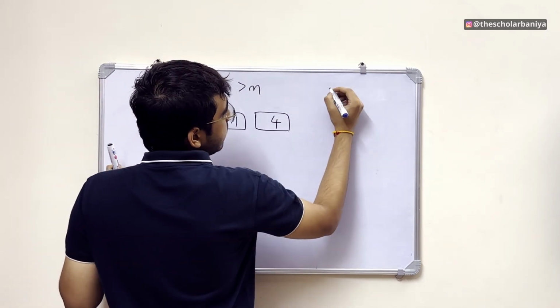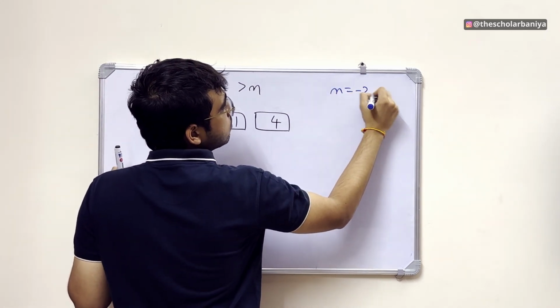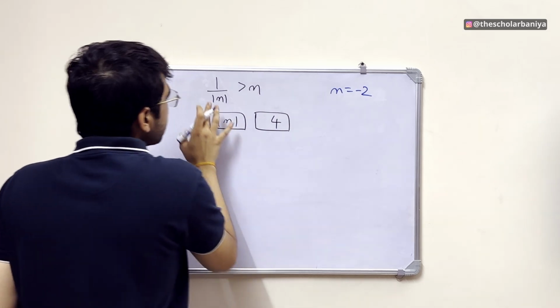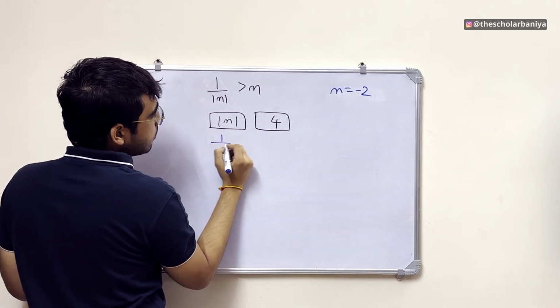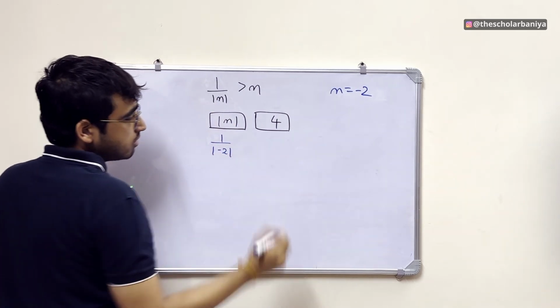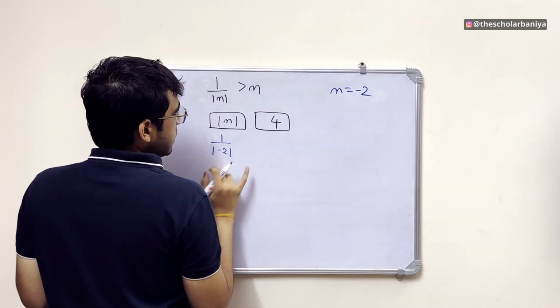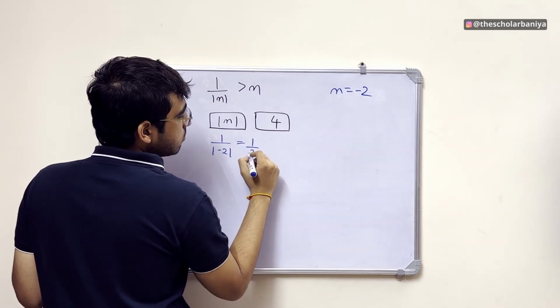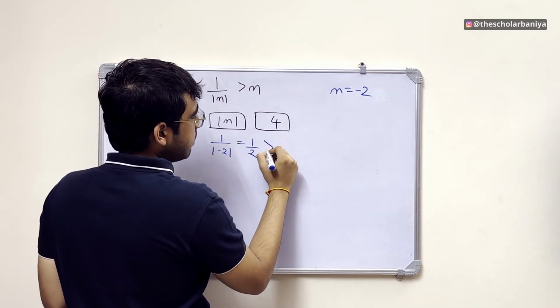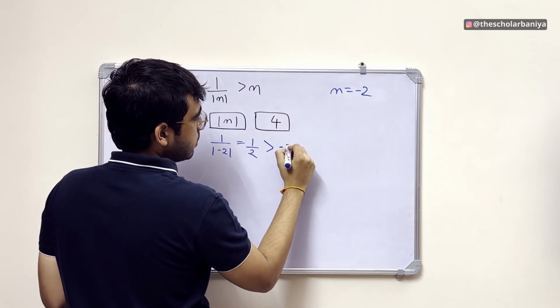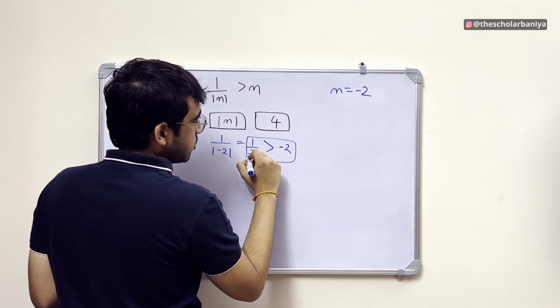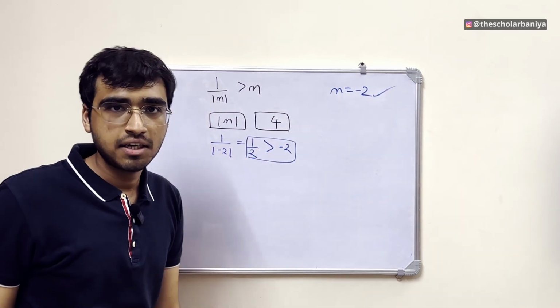For example, if n is equal to minus 2, let's suppose, right? So this will be 1 upon mod of minus 2, which is equal to 1 upon 2, which is greater than minus 2, right? So n equal to minus 2 is a right assumption.